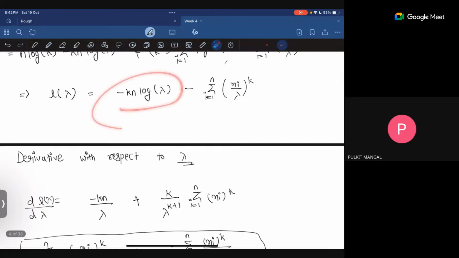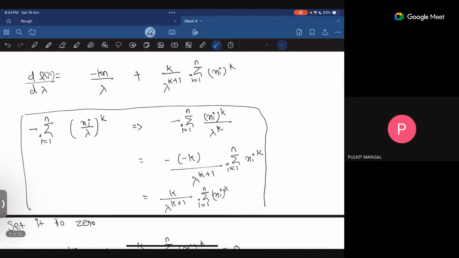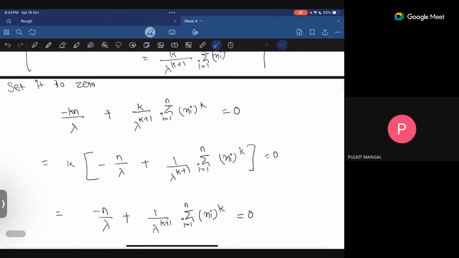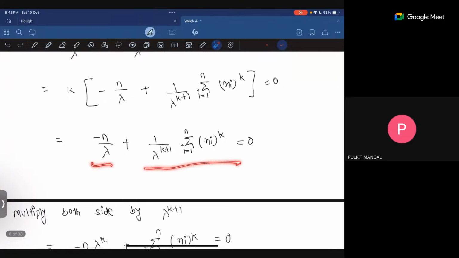For this it is simple, it would be just minus kn by lambda. For this, just do it how you do the derivative of 1 by lambda power k, and the rest of the things are constant, so it would become like this. Anyway, I have written the derivative part here. Next we will set the derivative that we got to 0. We will take k common from both terms, and because it was given that k is greater than 0, that is not equal to 0, so we can cancel the k, and the simplified term is this.